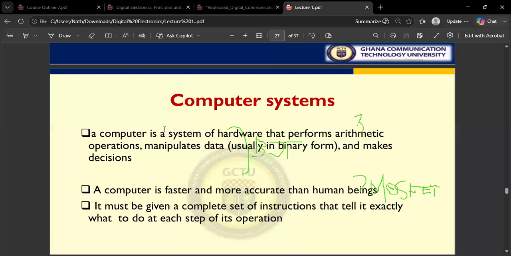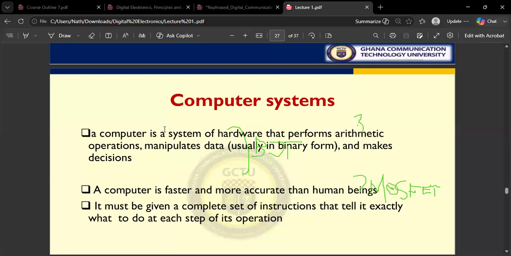So basically a computer is a system, right? It's a system of hardware that performs arithmetic operations, manipulates data, and makes decisions. The data is usually in binary form or digital form. So that is a computer. You and I know that computers are faster and more accurate than human beings, so they do work at a faster rate as compared to human beings.